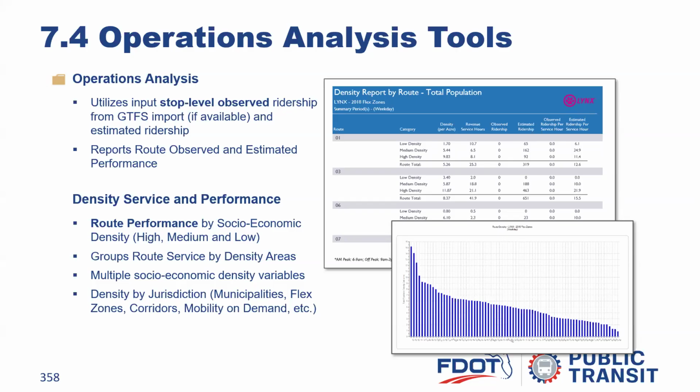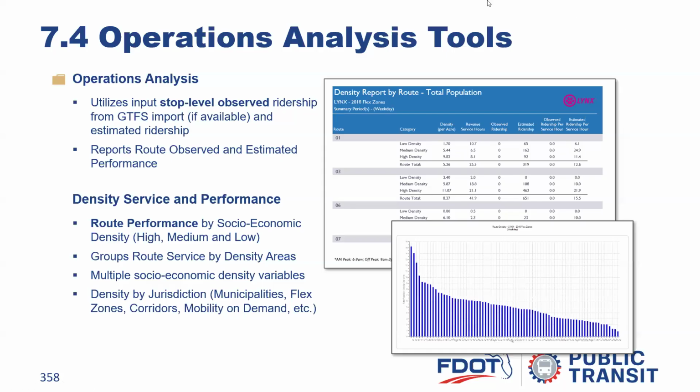So it gives you route performance by socioeconomic density class, so high, medium, and low. And it groups route service by density areas. It provides multiple socioeconomic density variables. So it's not just population, it can be other variables as well, employment, other variables. And it also shows you density by jurisdiction. So municipalities or flex routes, all those are valid import zones, mobility on demand inputs to this type of reporting.